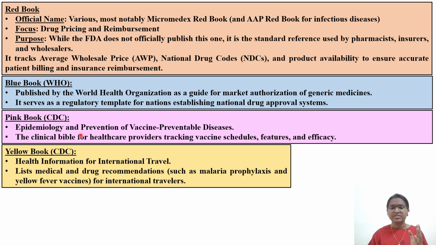Pink Book is associated with infectious disease, epidemiology and prevention of vaccine preventable diseases, a clinical Bible for healthcare providers, tracking vaccine schedules, features, and efficacy. So that was about the Pink Book. Next is the Yellow Book. Yellow Book is also associated with infectious disease only. Health information for international travel, lists medical and drug recommendations such as malaria prophylaxis and yellow fever vaccines for international travelers. So these people can refer to the Yellow Book before entering a particular country.